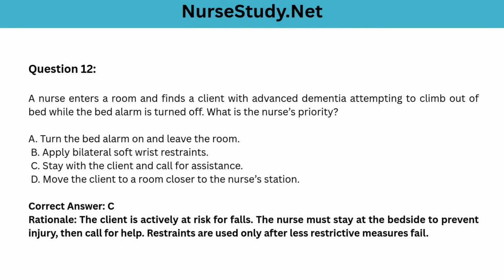Correct answer, C. Rationale. The client is actively at risk for falls. The nurse must stay at the bedside to prevent injury, then call for help. Restraints are used only after less restrictive measures fail.